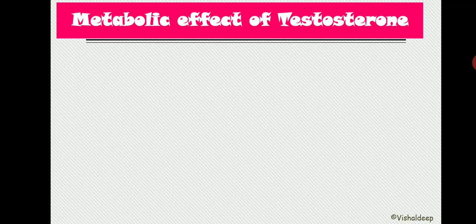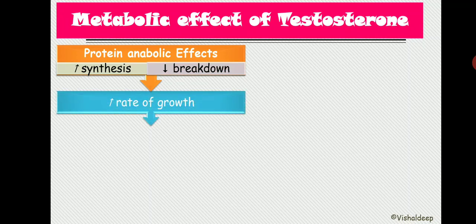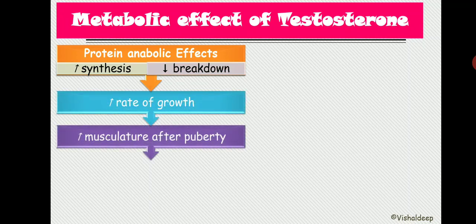Metabolic effect of testosterone. It has a protein anabolic effect. It causes increased synthesis of protein and decreased breakdown of protein. It will lead to protein anabolism. It again increases the rate of growth and increases musculature after puberty.